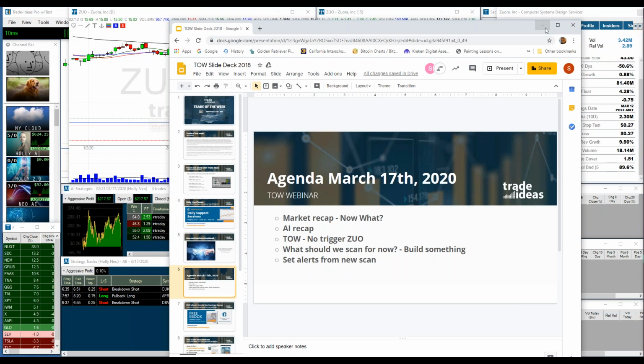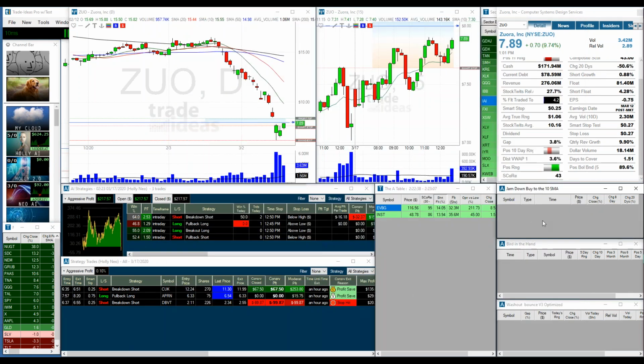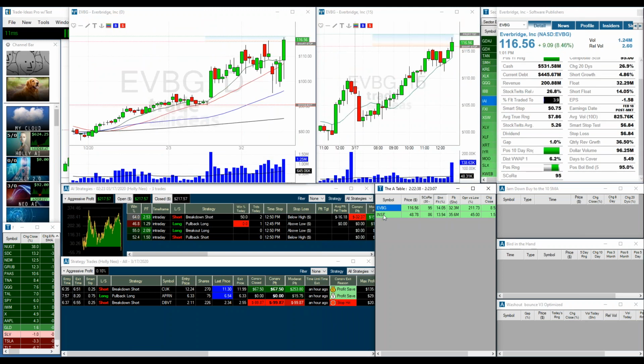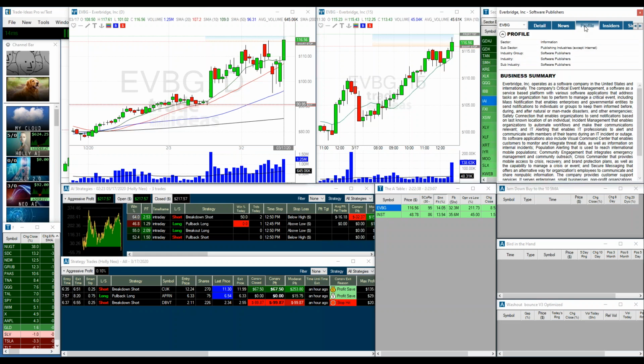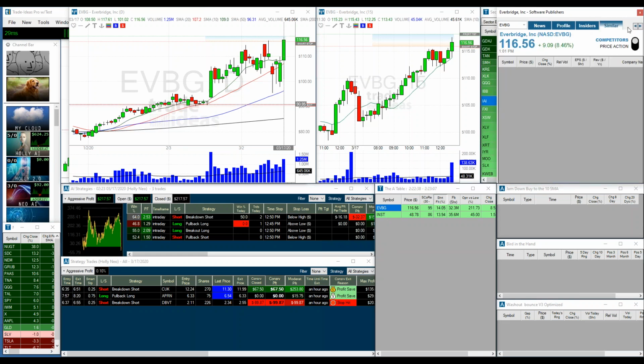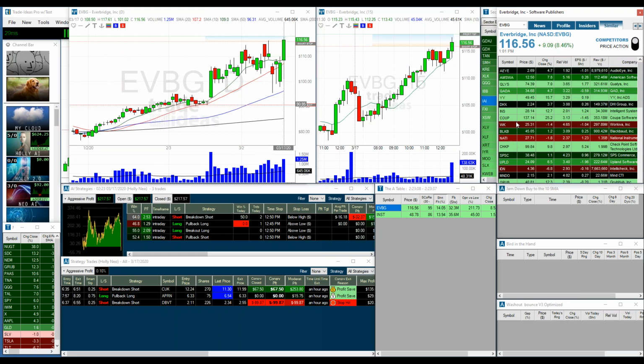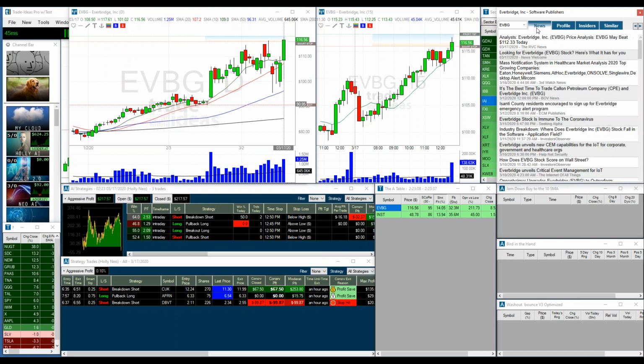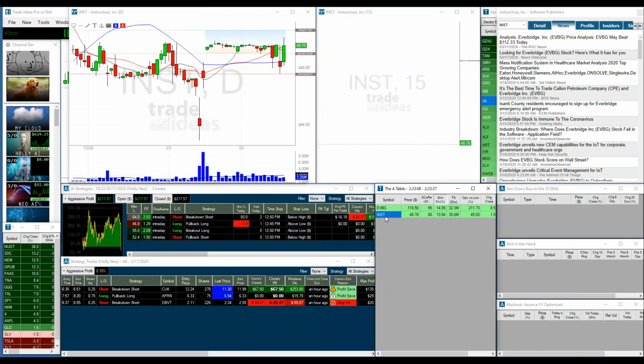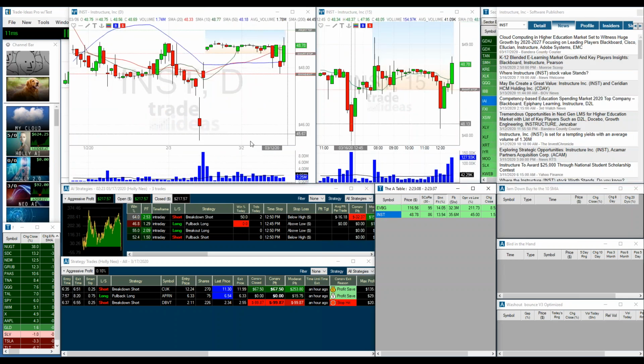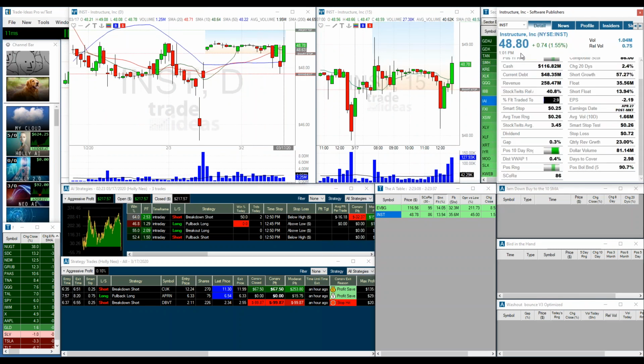We'll see. So now that all the scans are broken, and as I showed you, my go-to scans here are empty. There's only a couple things here. This is EVBG, software publishers, huh? I just wonder if this is a play on the virus. Let's just see what the similars are. Interesting. So that one is holding up strong, and INST, but other than that, it doesn't even look like a playable chart. It looks like an acquisition.